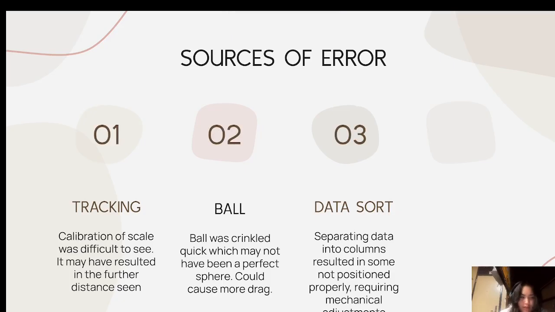Well, firstly, tracking. The calibration of the scale was very difficult, to see where that meter stick was. So when I put in what the distance was, it could have been a lot greater or smaller than what was seen. The ball wasn't crinkled entirely into a ball shape. Of course, some of the surface area was a little off just because it is not a perfect sphere. So there could have been a lot more drag happening than what was predicted. Of course, you would kind of have to compute that, and I did the best I could to compute that.